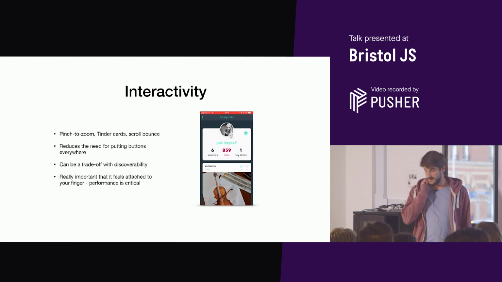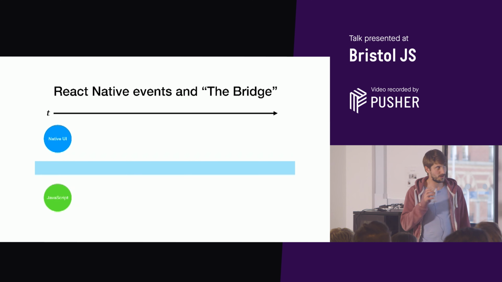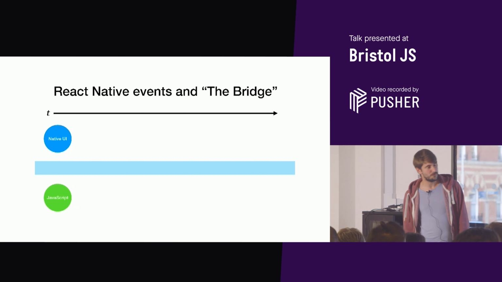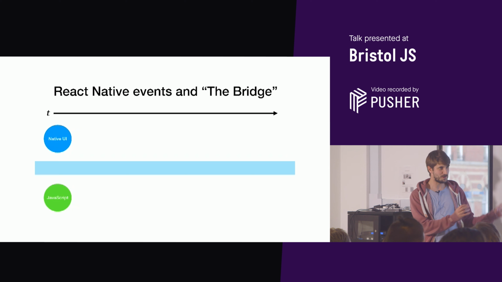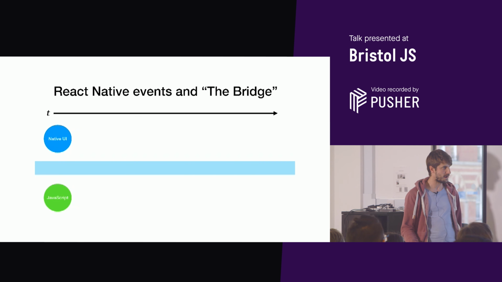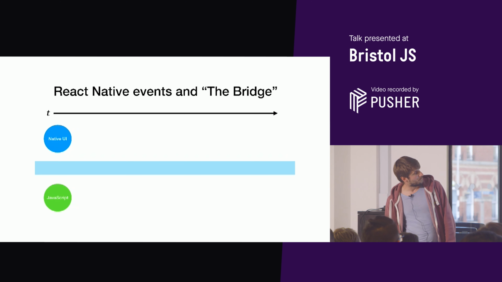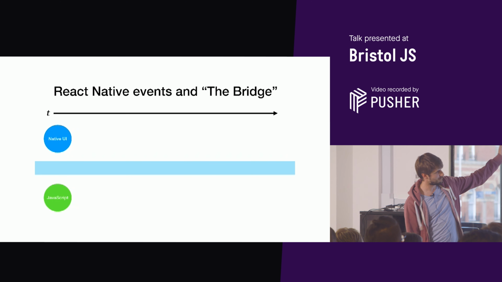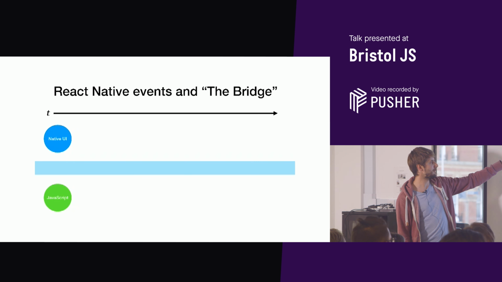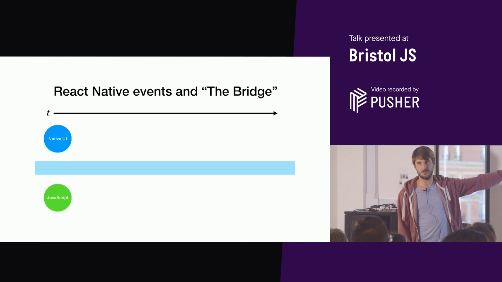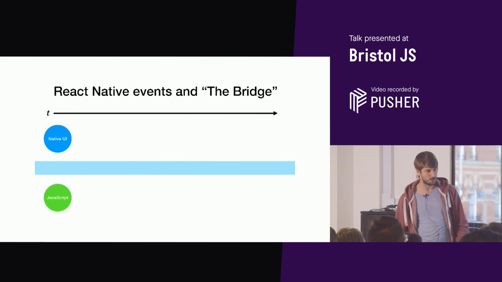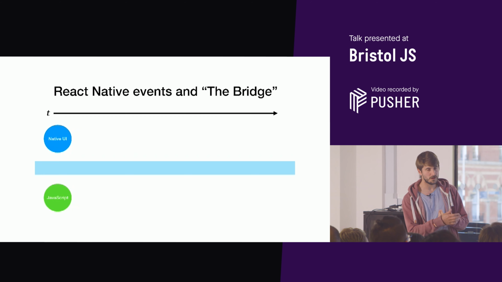So the use native driver prop that I talked about earlier, that's a performance optimization to avoid how the rendering usually happens when you're animating stuff in React Native. So in React Native, this is a graph or a chart of time going along that way. Here we've got the native UI, so this is where all your views and text and whatever are rendered on your native platform. So this is iOS and Android.